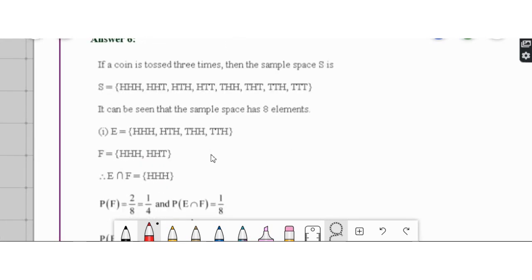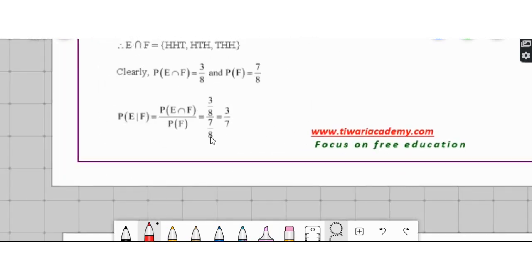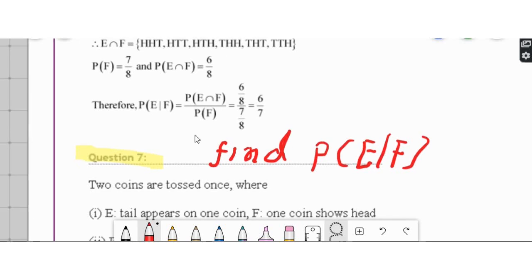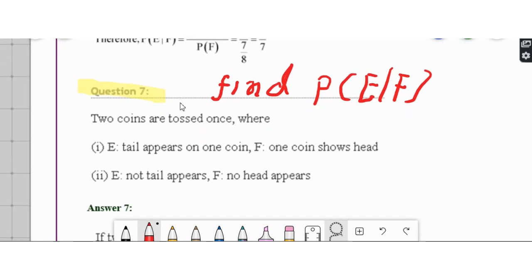Now question number 7 we are discussing. Here, from question number 7 onwards, we have to find out P of E by F everywhere. Two coins are tossed once, where E is tail appears on a coin, that is an event, and F is one coin shows head. Then we have to find out E by F. So this is the first question.